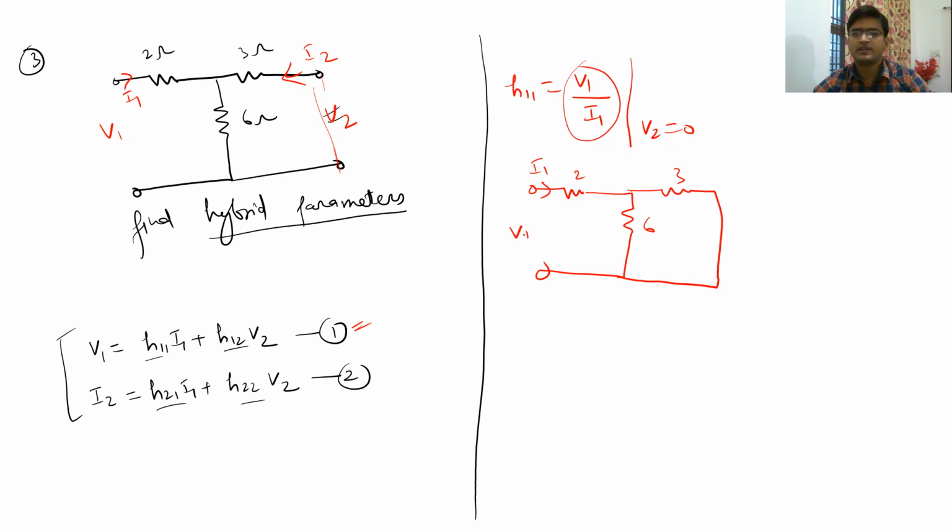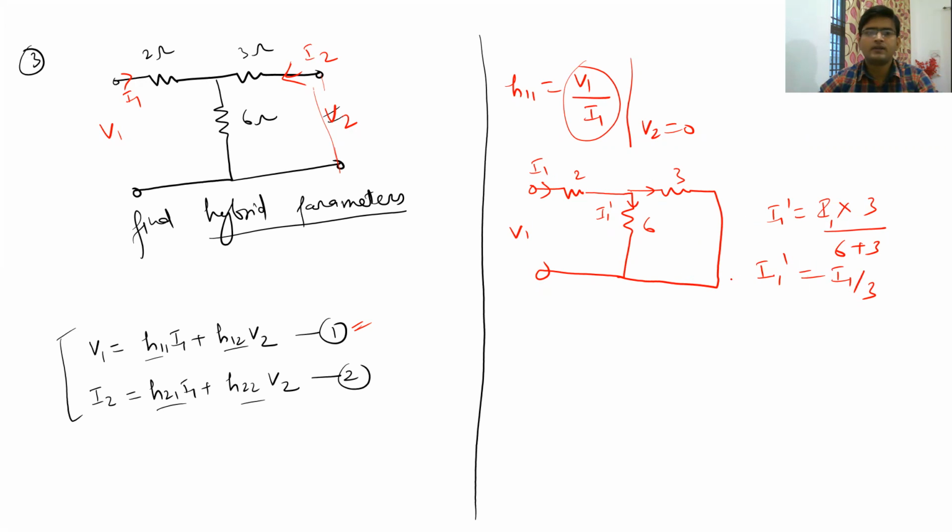So we have to represent this voltage V1 in terms of I1. Let us use the simple current division rule. Let me call it I1 dash. So I1 dash will be equal to, using the current division rule, I1 multiplied by 3 divided by 6 plus 3. So we will get I1 divided by 3. So I1 dash is nothing but I1 divided by 3.